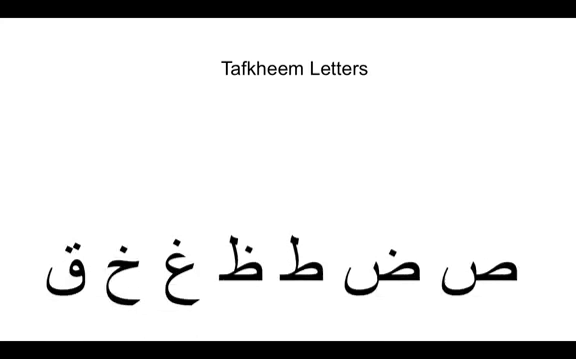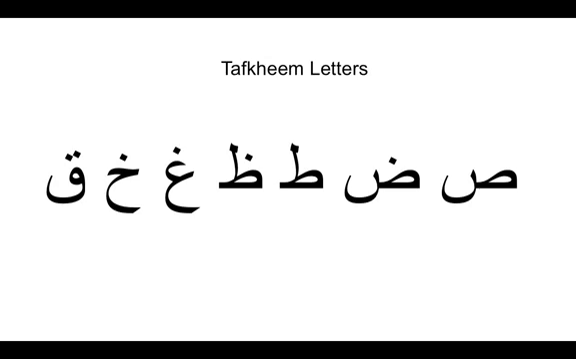Next we have the letters of tafkhim, or the letters of heaviness. We haven't gone into details of what tafkhim and tarqiq is just yet. We will cover that in a later video. But there are 7 letters, which are sad, dad, ta, za, ghain, kha, and qaf. Those are the 7 letters of tafkhim. Memorize those.